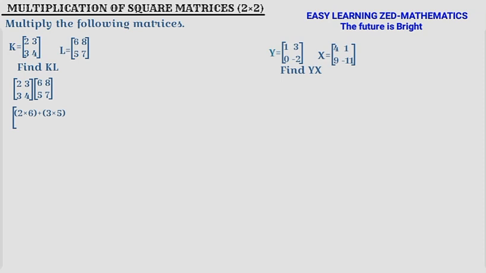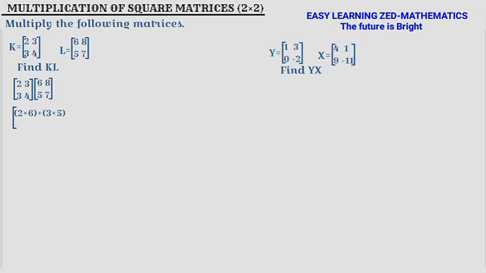Now we have multiplied the element in the first row by the element in the first column in the second matrix. So we go to the next stage. Now we are going to find the second element. We're going to multiply numbers in the second column by the numbers in the first row in the first matrix. Okay, so we are going to multiply 2 and 3 by 8 and 7. So 2 will be multiplied by 8 and 3 will be multiplied by 7.